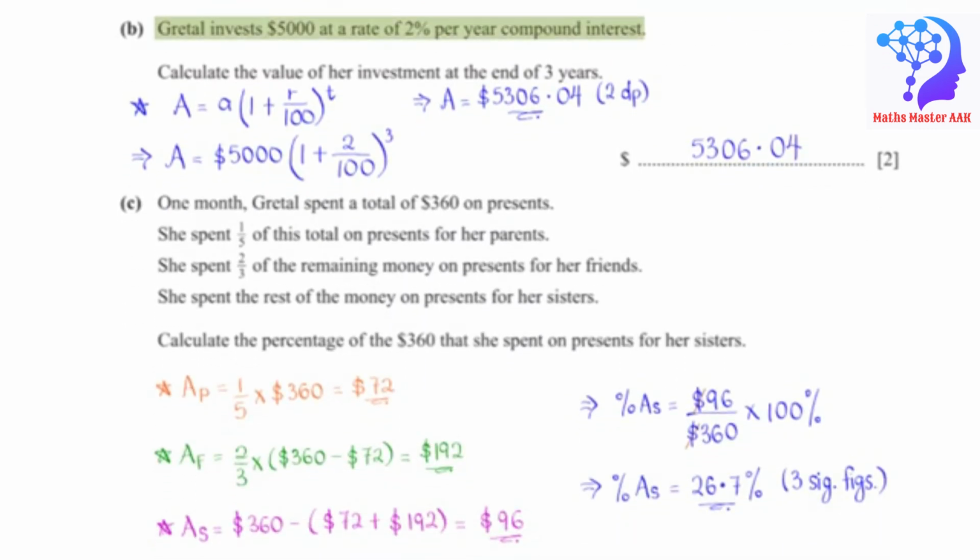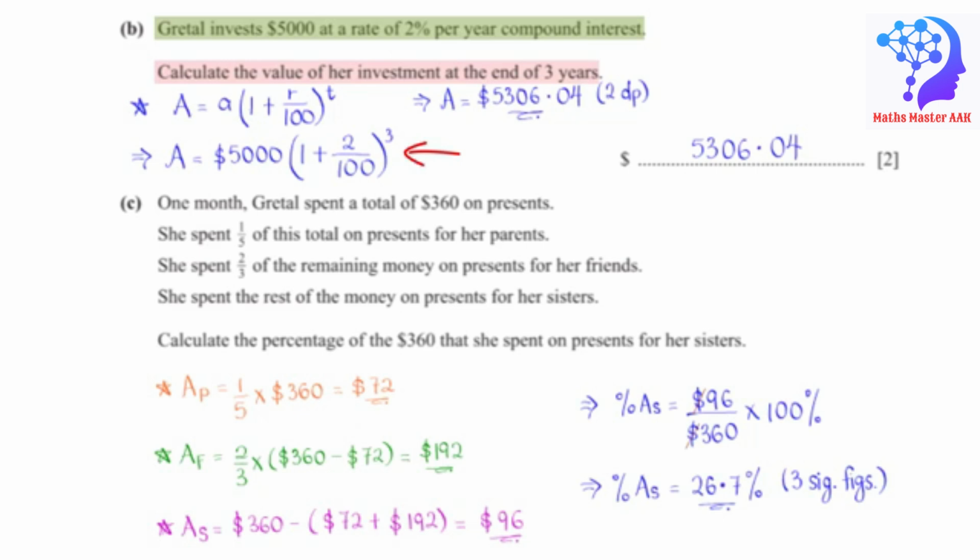Gretel invests $5,000 at a rate of 2% per year compound interest. Calculate the value of her investment at the end of 3 years. In this case, we are going to use the compound interest formula. The big A represents the value of Gretel's investment at the end of 3 years, which we are finding. Small a represents the initial amount Gretel invests, which has been given as $5,000. R is the rate, which is 2. T is the time duration in years for which the money is invested, and that has been given as 3.